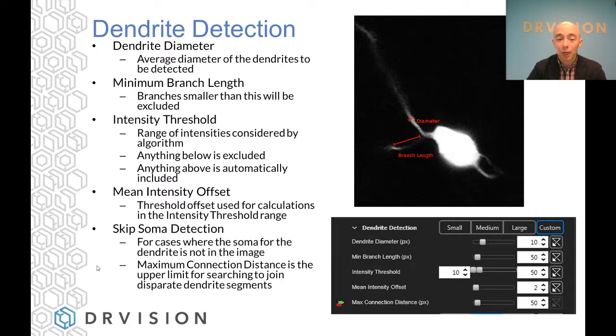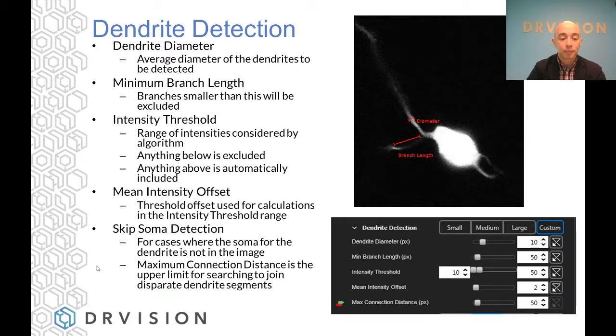The intensity threshold is the range of intensities that are considered by this algorithm. Anything below the low value will be excluded, and anything above the upper value is automatically detected as potentially a dendrite. The mean intensity offset is the value that operates in between these two thresholds. This is used for calculations by the voxel scooping algorithm in order to determine which voxels belong to a dendrite and which don't.